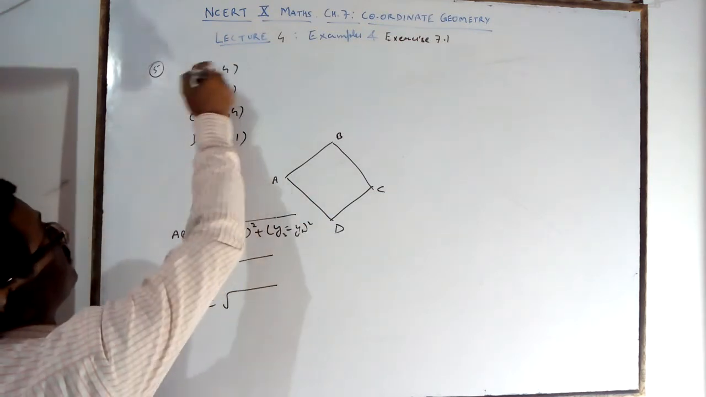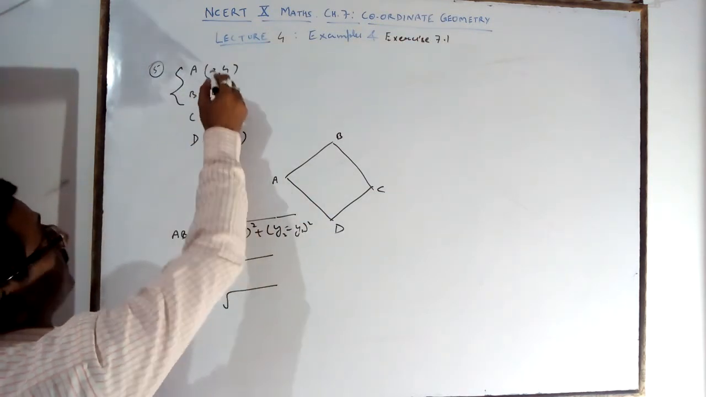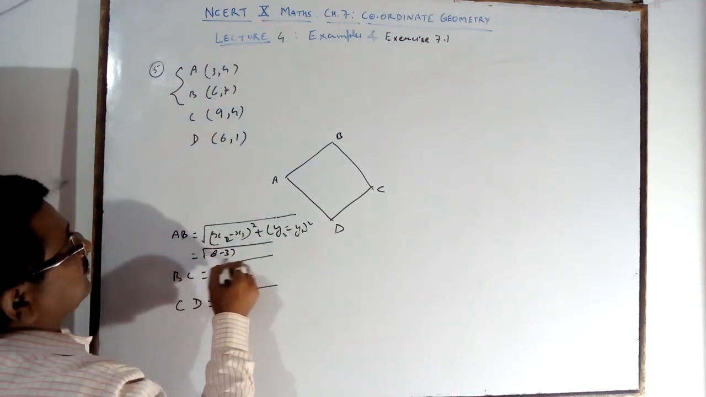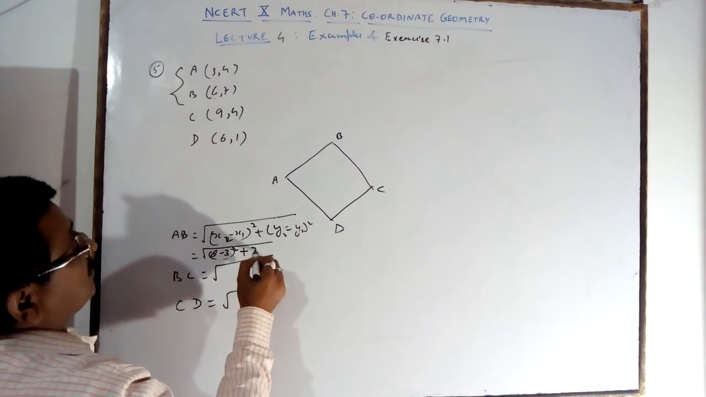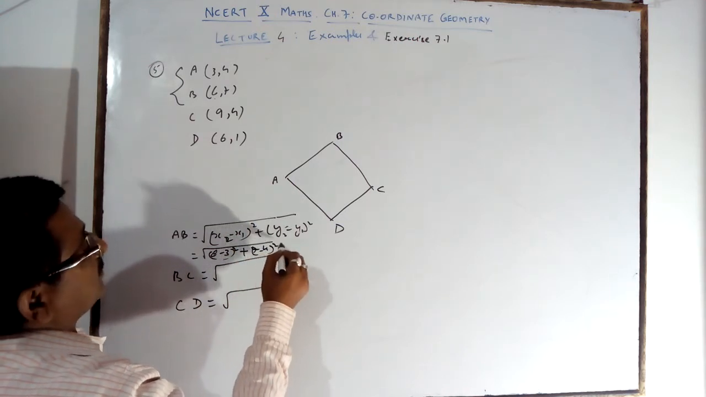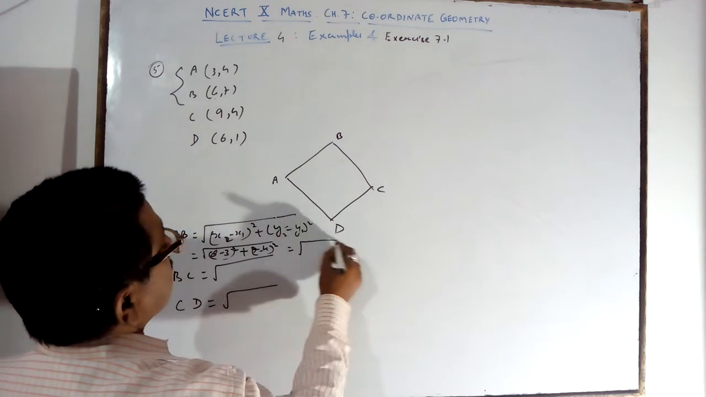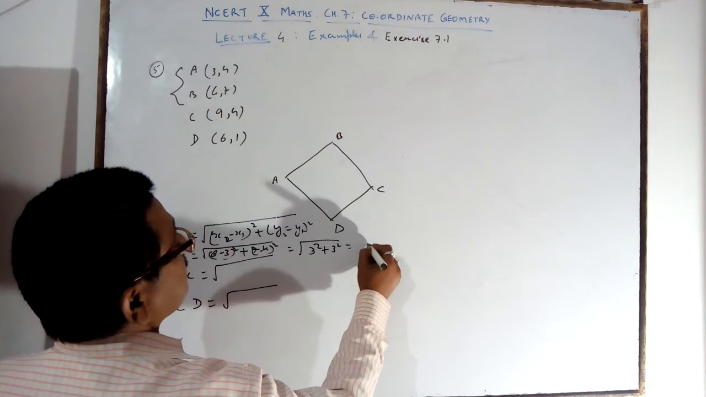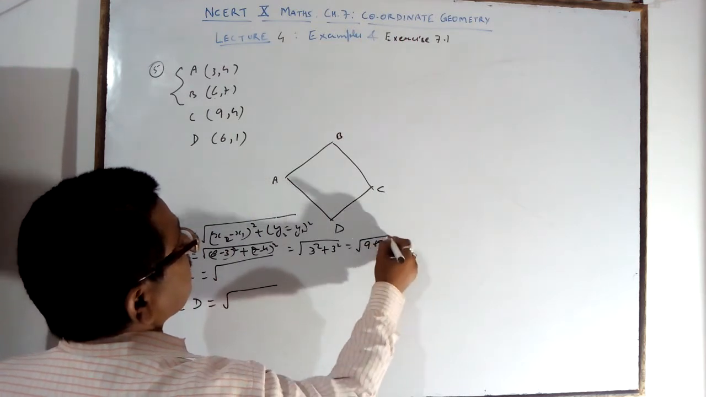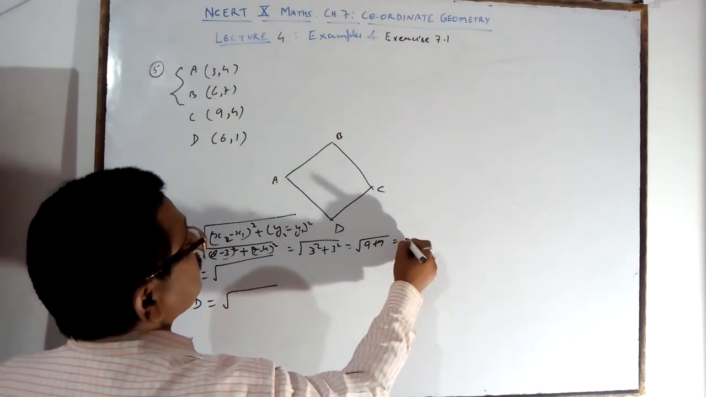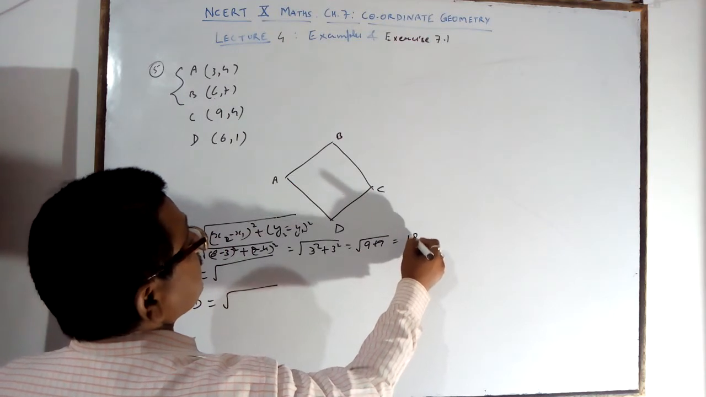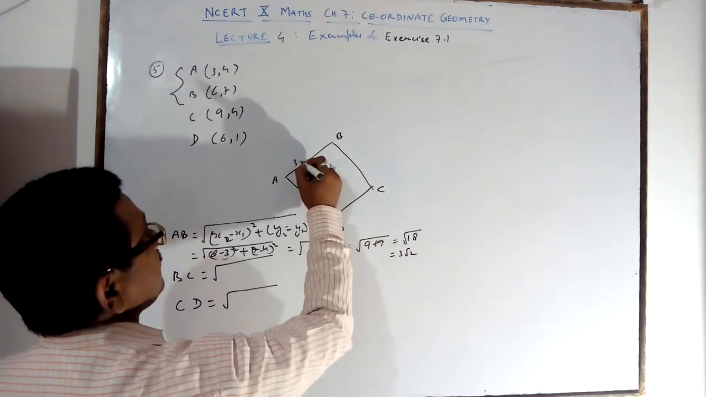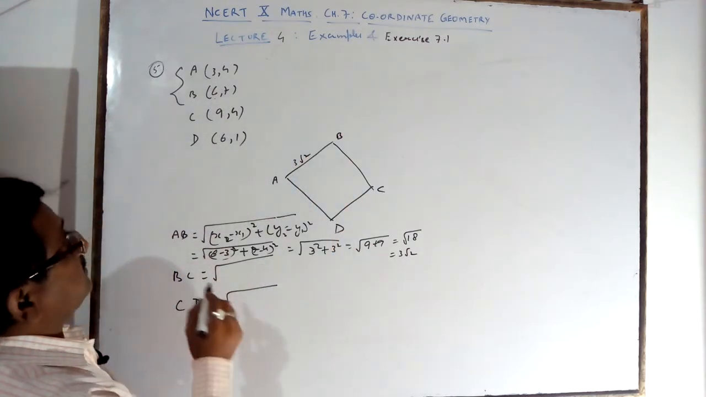So here in AB you will get 6 minus 3 whole square plus 7 minus 4 whole square. 6 minus 3 is 3, so you are getting 3 square plus 3 square. 3 times 3 is 9, plus 9 is 18. So 9 plus 9 is 18, 9 times 2 is 18. 3 under root 2 you are getting. Like this you will get BC.